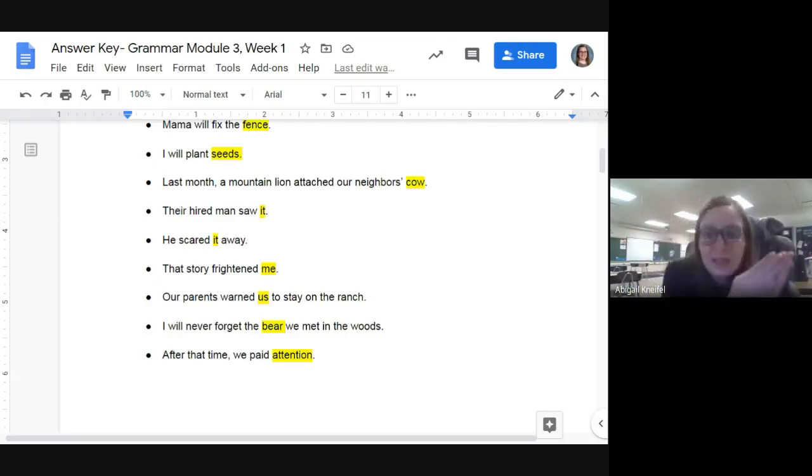So you have to find the verb and then see what's getting the action. The planting, the seeds are getting the action. What was seen? It. Okay? Are there any questions on any of these on the first page? Does everyone see how it makes sense? You have to find the verb and then find what is receiving the verb. Okay? So if you forget, what did we forget? The bear. We paid what? Attention. Okay?